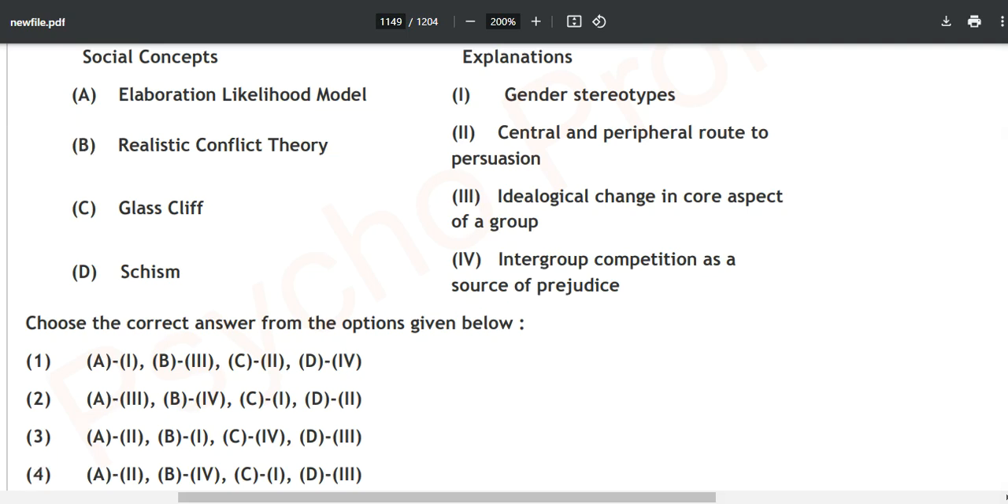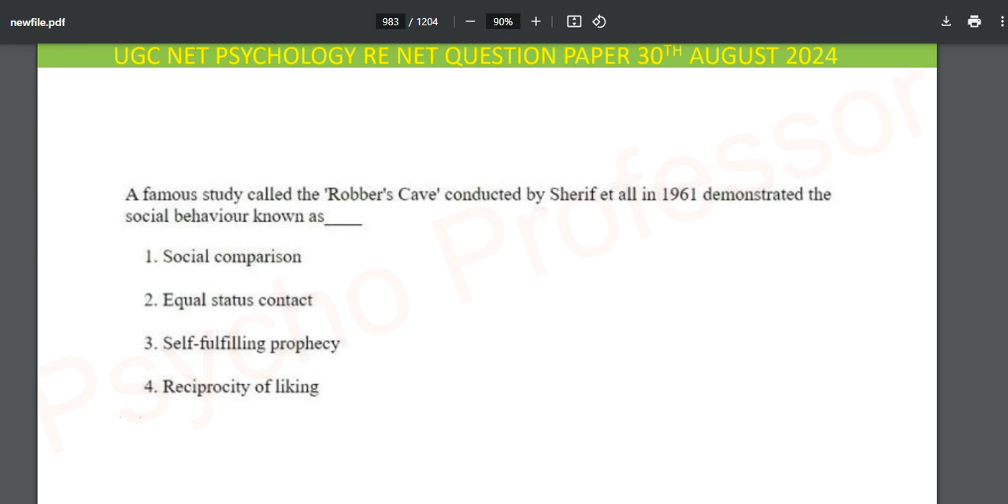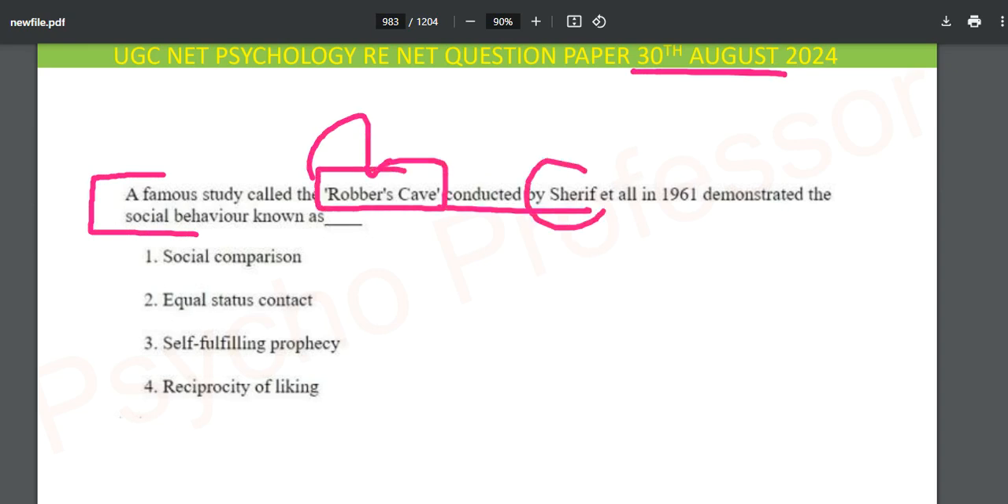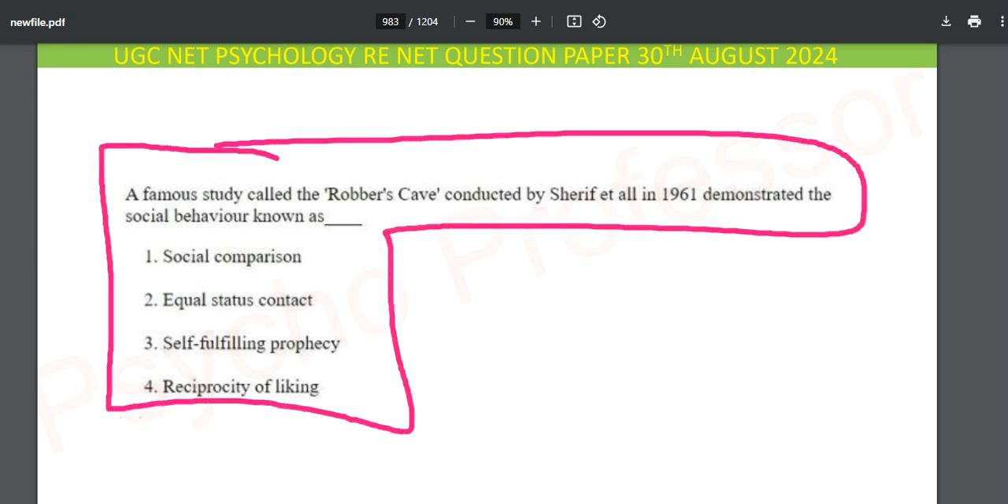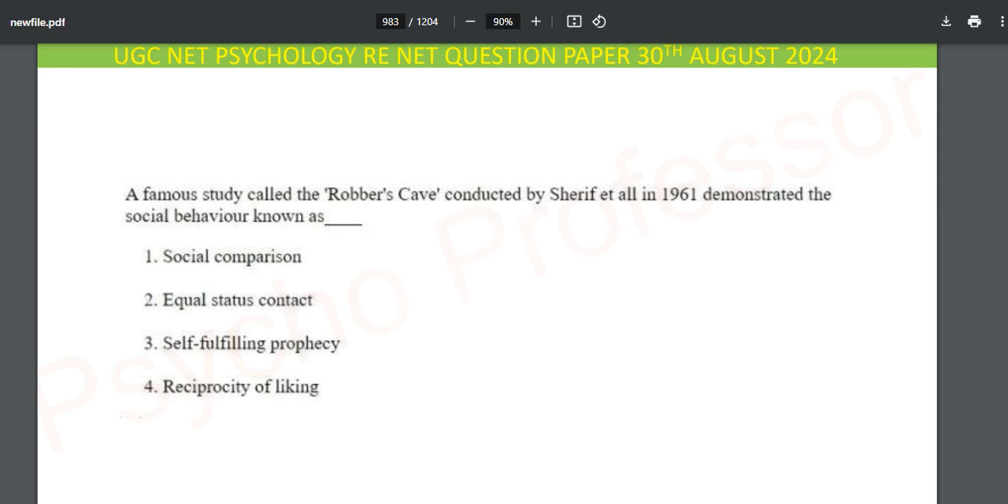Wait, let me give you another shock. This is the recent one, the 30th of August question paper. What are they asking? A famous study called the Robbers Cave, by Muzafer Sherif, conducted by Sherif et al. in 1961, demonstrated the social behavior known as: social comparison, equal status context, self-fulfilling prophecy, or reciprocity of liking? This is the extended version of the particular question we are solving just now. If you know the answer, feel free to comment down below, and let's move on to the next part.